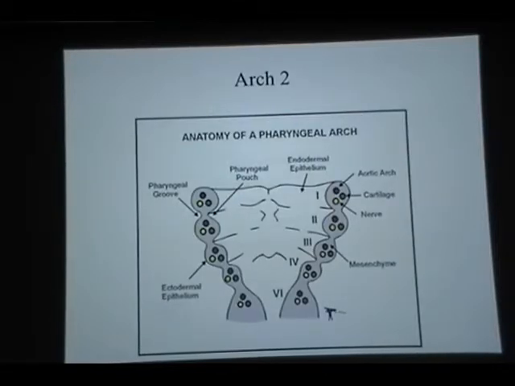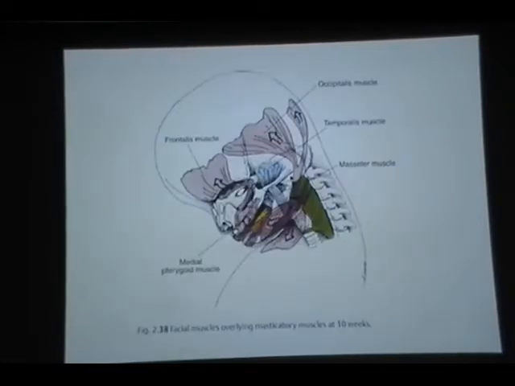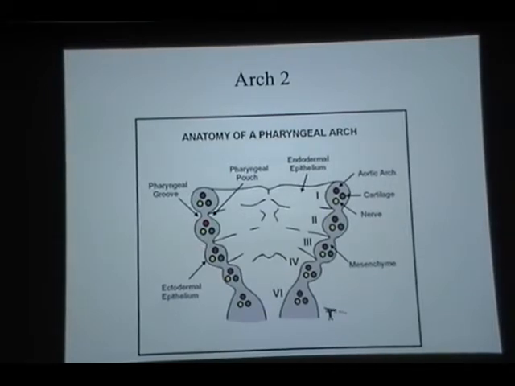Arch 2 is also very important in facial development and the development of the head. Arch 2, as we talked about earlier, will overgrow the more caudal grooves and produce a smooth profile of the neck that you see in most species that don't have gill structure.